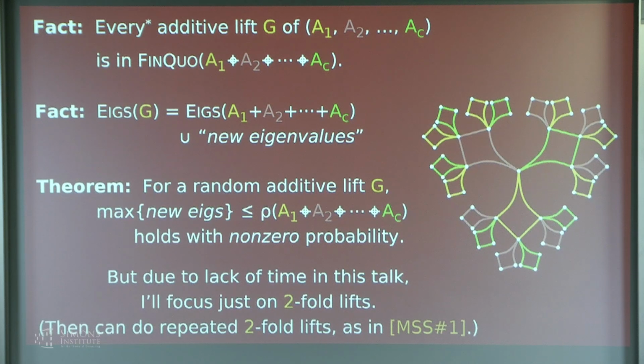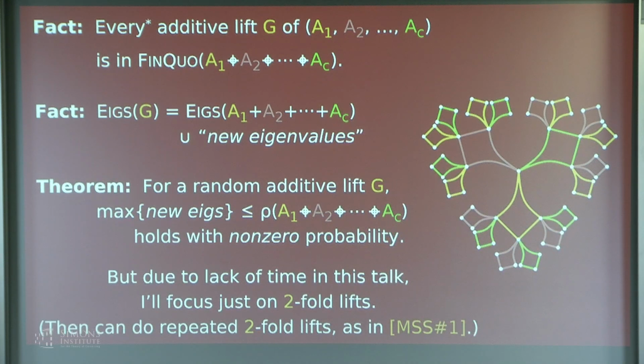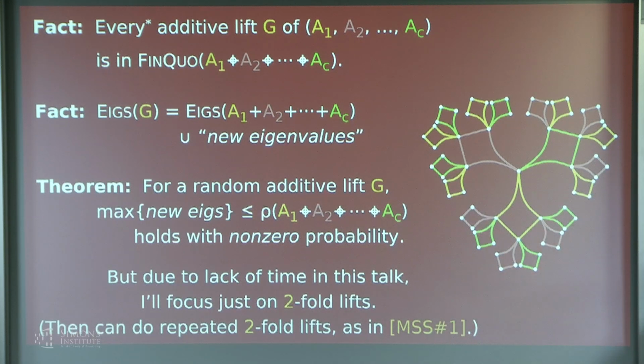And then once you actually know for two-fold lifts, you can more or less get the desired theorem by just doing two-lifts repeatedly, and you'll get the existence of larger and larger graphs, all of which are covered by the infinite additive product, and all of whose second eigenvalues are bounded by the spectral radius. And in fact, given all the previous work, the r-fold case kind of reduces to the two-fold case in the end anyway.